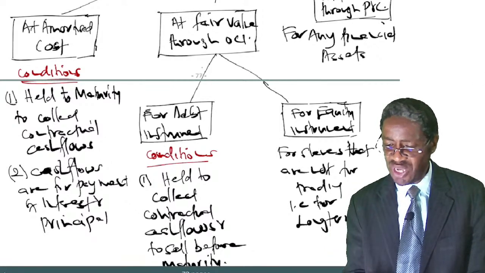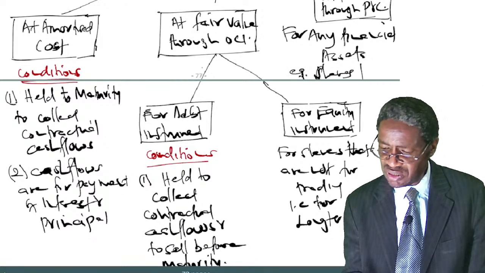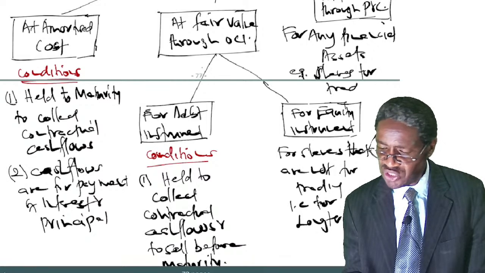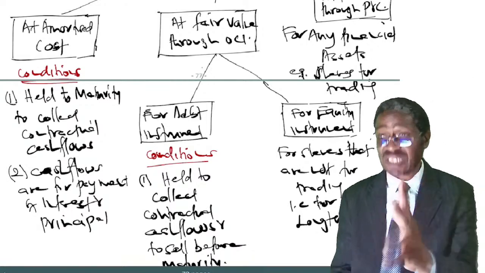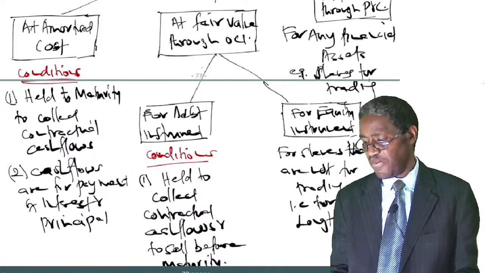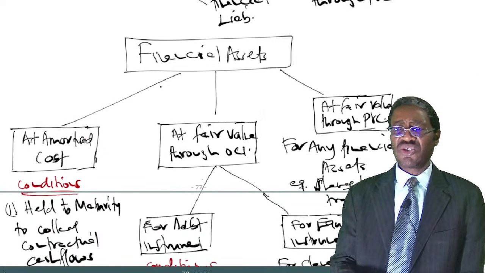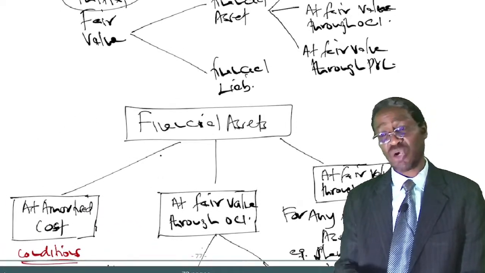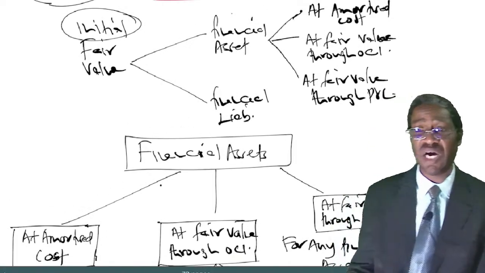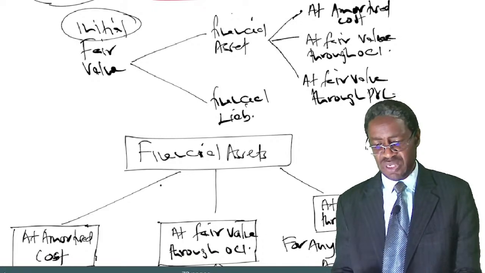Good. So here we can even say, e.g., shares for trading. You buy shares for trading, that's where they will classify them. Good. Now, before we talk about liability, maybe I can talk about it so that we put down everything now. How about liabilities here?